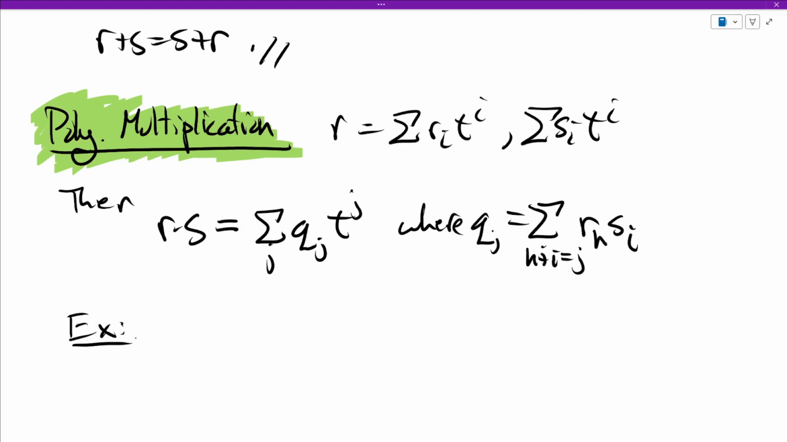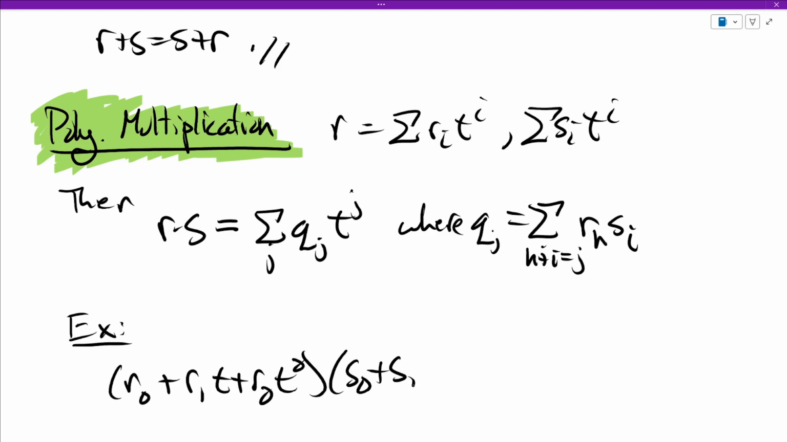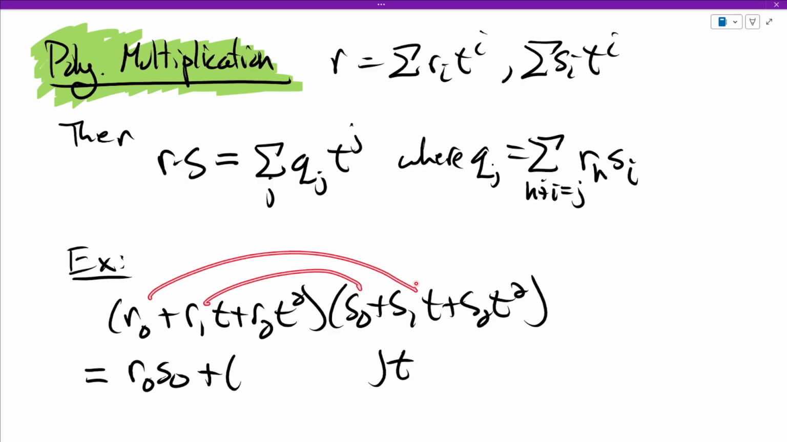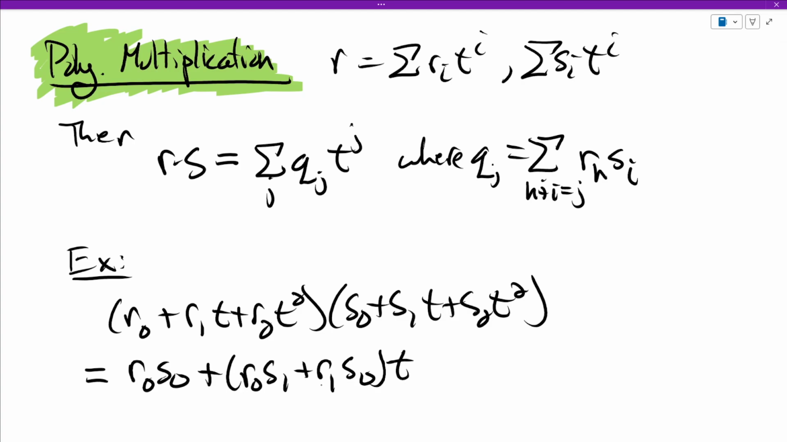As an example, suppose you wanted to multiply R_0 plus R_1 t plus R_2 t squared with some S_0 plus S_1 t plus S_2 t squared. How might you multiply them? Well, you know that you have to distribute. So how many ways can we get a constant term? Well, R_0 times S_0. Notice that 0 plus 0 adds up to 0. The indices add up to 0, and that's the only way to get a constant term. So this is our degree 0 term. How can we get a linear term, something of degree 1? We can have R_1 t S_0, or we can have R_0 S_1 t, and that's it. So R_0 S_1 plus R_1 S_0. And notice the indices have to add to 1.